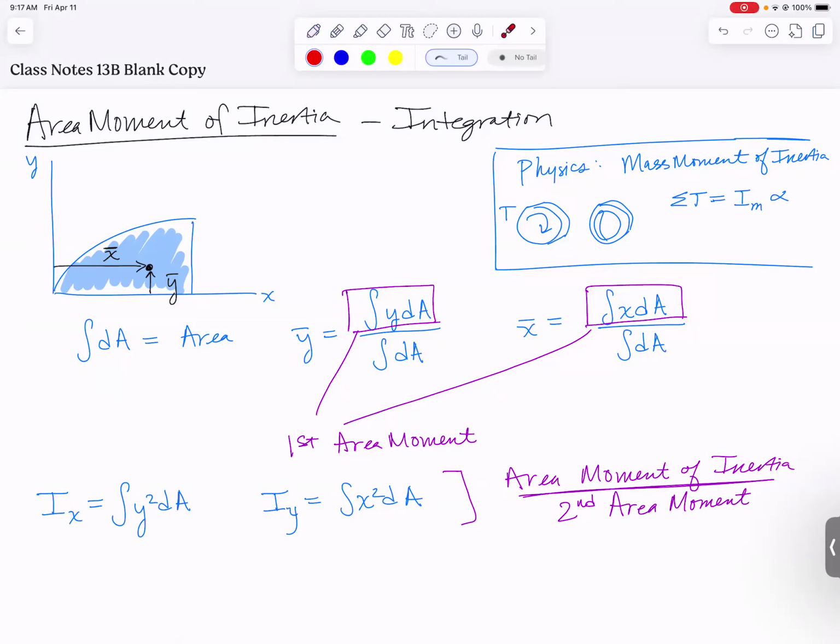First of all, when we did taking an integral and dividing it by another integral, for moment of inertia, we do not divide anything. It's just one single integral and you're done.